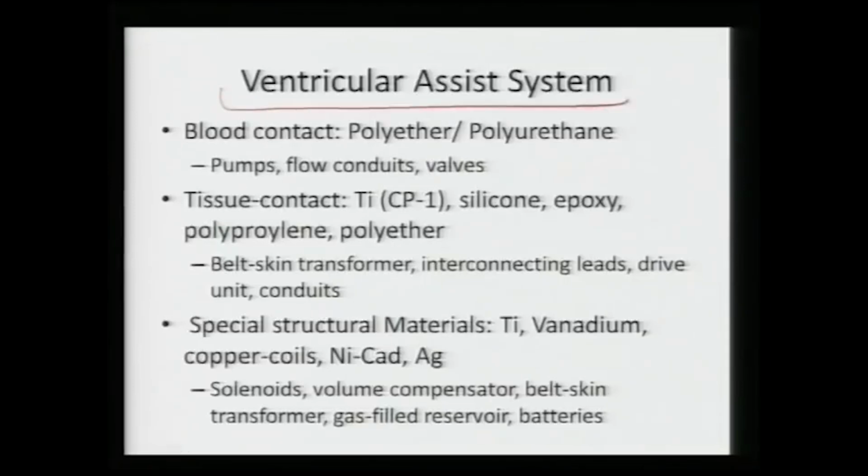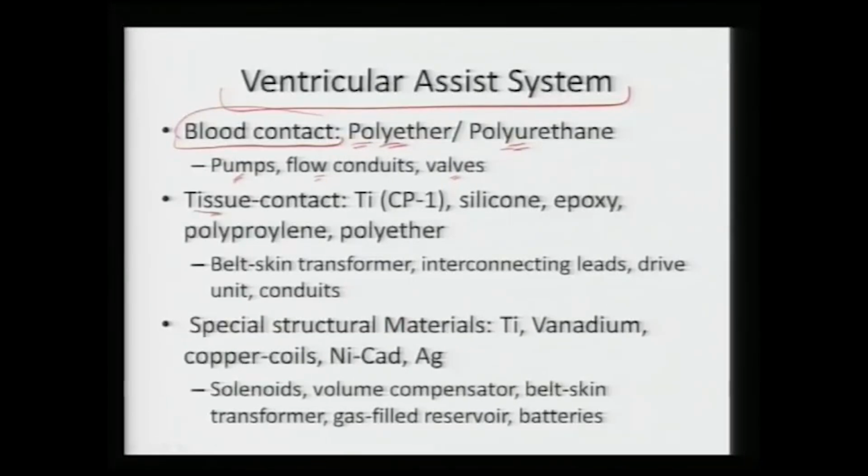Again, then ventricular assist systems, they come in blood contact. So in the ventricular assist systems, we have many materials which become of importance for the blood contact. For the blood contact, we have polyether or polyurethane, and the blood contact regularly happens either in pumps or flow conduits or valves. So in that particular case, when the blood contact is occurring, we need to utilize certain materials such as polyether, polyurethane to assist that total heart replacement.